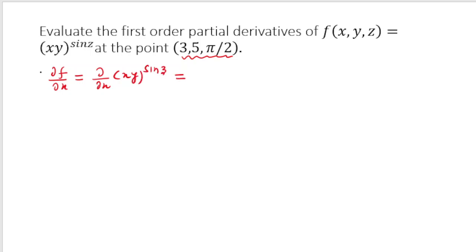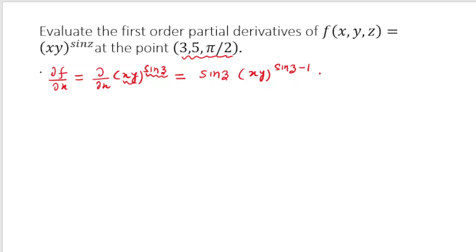Now important thing to note here, that if I am differentiating it with respect to x, z is a constant, and since z is a constant, sine z will also be a constant. So we can apply the formula sine z and xy to the power sine z minus 1. Okay, but I also have to differentiate xy, because first I have differentiated it with respect to xy, and then I have to differentiate xy with respect to x.